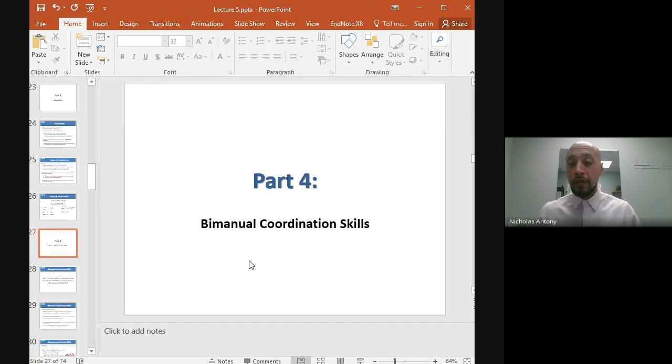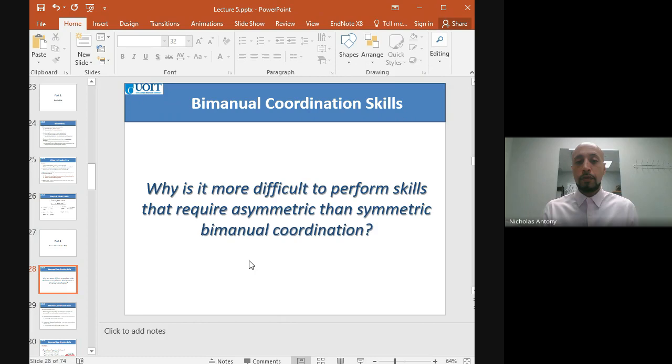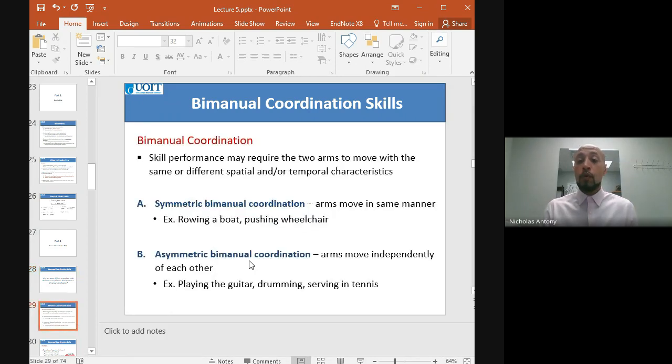Okay, so now we've looked at handwriting. Let's look at another skill. What about bimanual coordination skills? Have you all heard that term before? Bimanual coordination skills are those skills that involve utilizing two hands at once. You have to coordinate both hands to complete the motor skill. There's two different types. There's symmetric bimanual coordination, and that is a motor skill where both hands are doing the same thing, like rowing a boat, pushing a wheelchair.